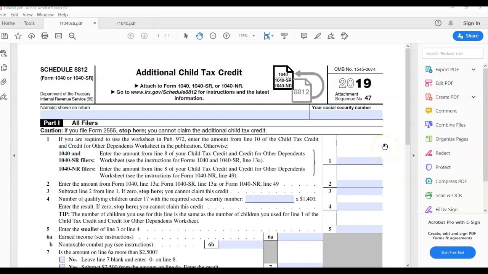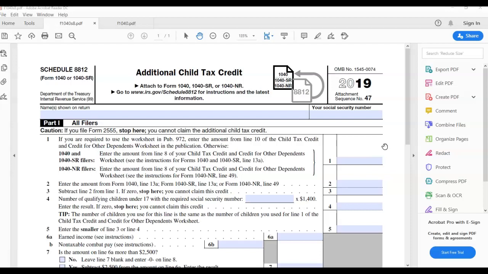We're going to go over in this video Form 8812, which is additional child tax credit, and it's related to the child tax credit, which is now $2,000 per child under 17. So they're giving out more money for the credit. And so the situation is, I'll give you an example.